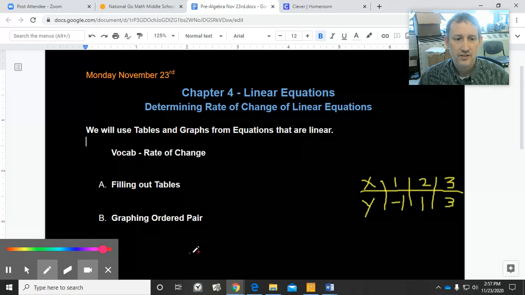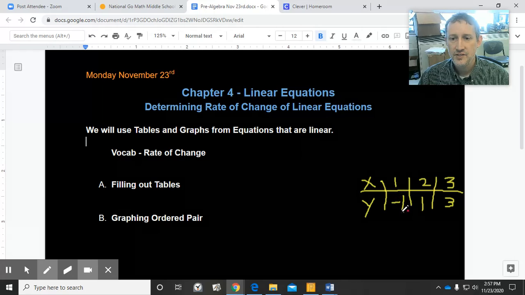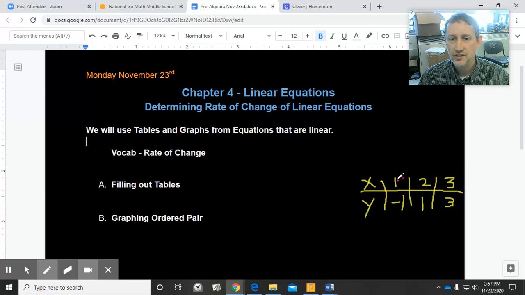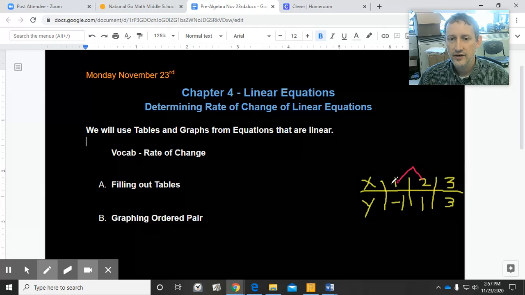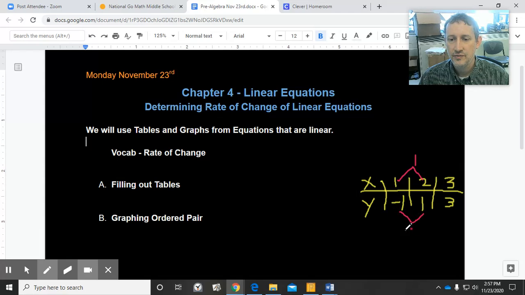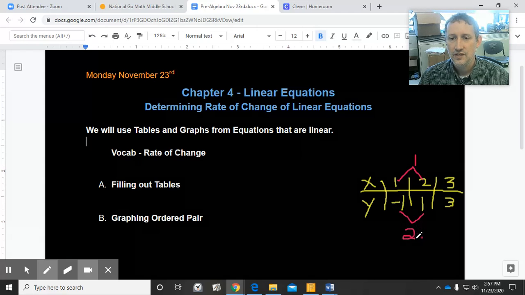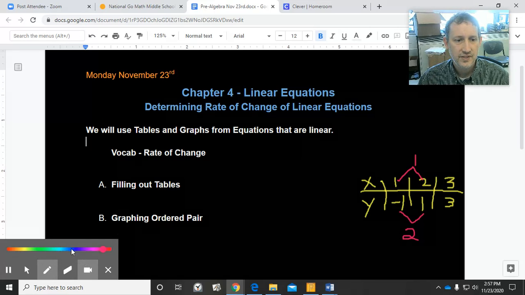So I'm going to see when my x changes. Here I'm going from 1 to 2, so it's going up by 1. How does the y change? Here I'm going from -1 to 1, so that's going up by 2. So here the rate of change is going to be: I'm going up by 2 every time x goes up 1. Is that going to be constant? Is that going to be consistent? If we did this correctly, it should always be the same number.